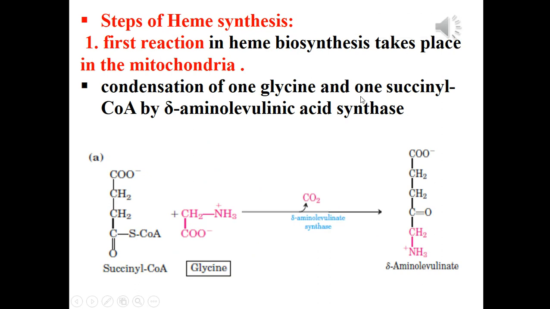Steps of heme synthesis. The first reaction in heme biosynthesis takes place in the mitochondria. The mechanism of the reaction is the condensation of one glycine and one succinyl-CoA, and this reaction is catalyzed by delta aminolevulinic acid synthase enzyme. So this reaction can be represented by the following chemical equation: succinyl-CoA with glycine, decarboxylation of glycine, and then condensation with succinyl-CoA to form delta aminolevulinic acid plus CoA, catalyzed by delta aminolevulinic acid synthase enzyme.